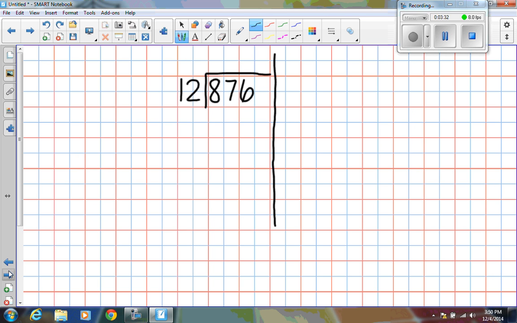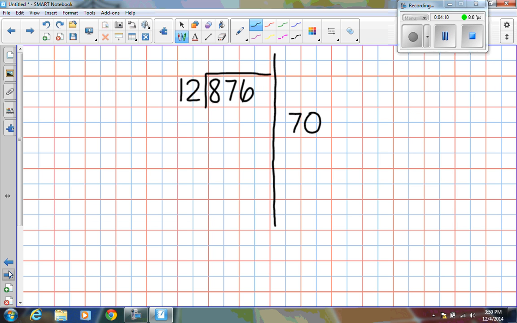Do I have 20 12s? Well, 12 times 2, 24, add a 0, so that's 240. Do I have 30 12s? Yes, that would be 360. 40 12s? Yes, 480. Do I have 50 12s? That would be 600. Do I have 70 12s? Yes, because that would be 840. So I'm going to pull out 70 12s.